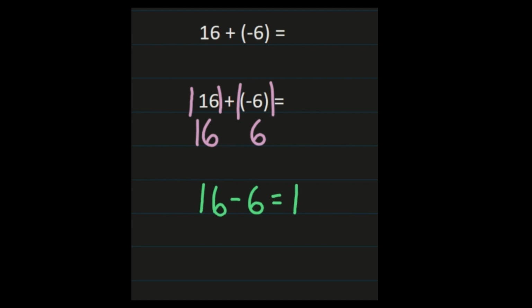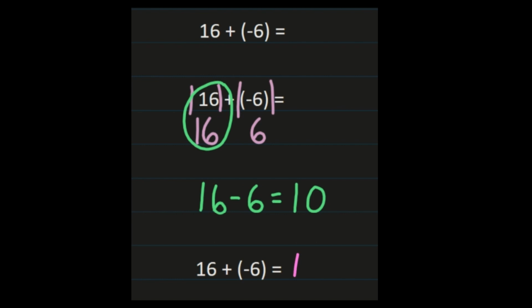After subtracting, then we have to go back to our original problem and look at the number with the larger absolute value. 16 has the larger absolute value. 16 is positive. So our sum, 10, has to be positive. So 16 plus -6 equals positive 10.